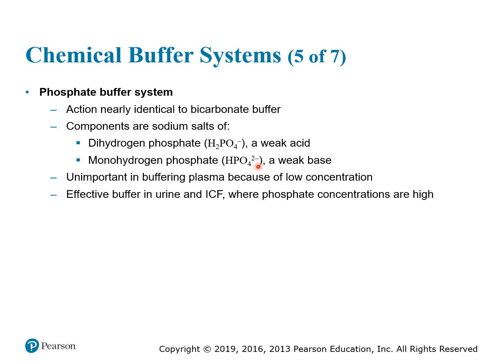So we have NaH2PO4 and NaHPO4 minus 2. This is unimportant in buffering in the plasma because it is present in very low concentration in the plasma. For the bicarbonate buffer system, I said it is more important in the extracellular fluid, which includes the blood and the plasma. And it is an effective buffer in the urine and intracellular fluid where phosphate concentrations are high.